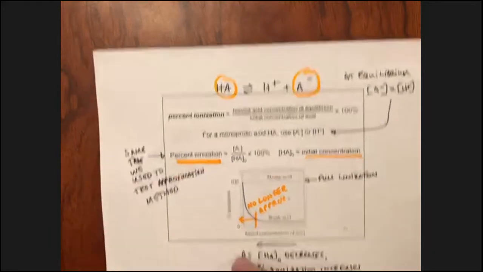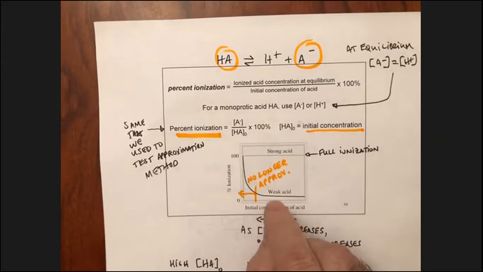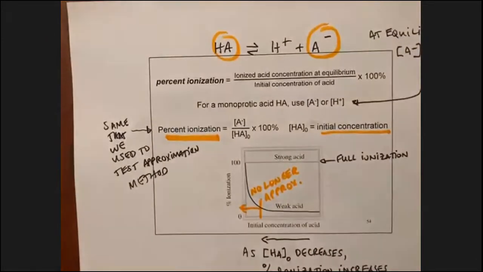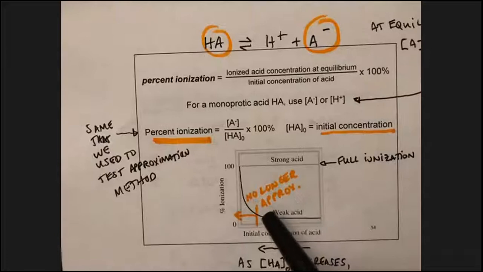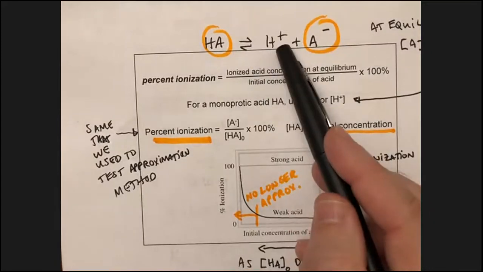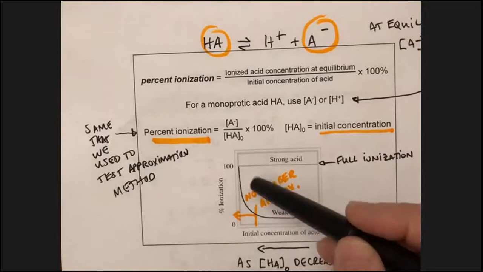All I need you to remember is this point, that as the concentration of the weak acid decreases, you have a possibility that the approximation method is not going to work because the acid is going to ionize more. That means that the value of y you calculate is no longer negligible. And that's all I need you to know.